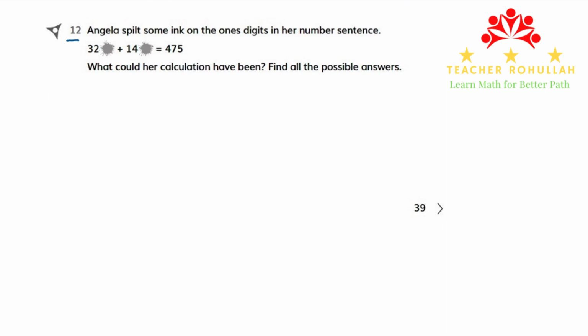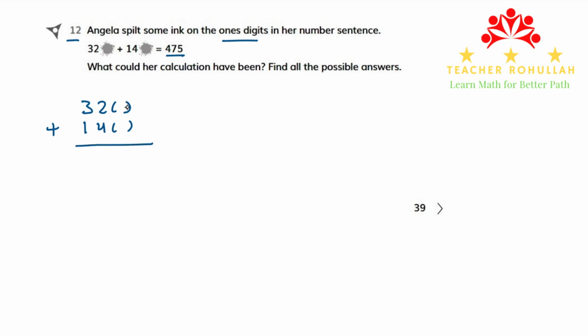In question number 12, it says, Angela spilled some ink on the ones digit in her number sentence. So we have the hundreds and tens place, but not the ones place. But we have the sum of the two numbers. Now it is asking, what could her calculation have been? Find all the possible answers. To list all the possible numbers, I will write the numbers here. 3, 2 in the number that we don't know, plus 1, 4, and also the number that we don't know.